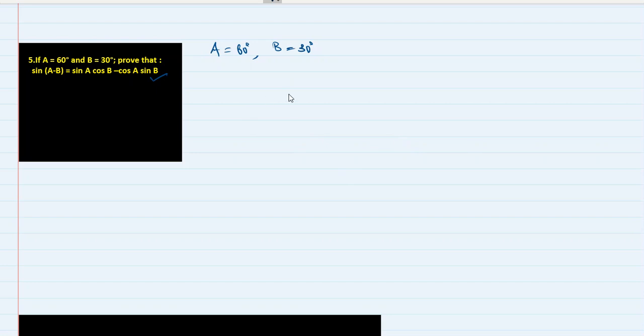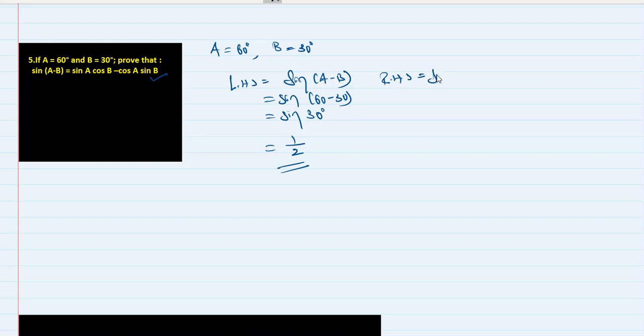So very interesting. So let's prove LHS first. LHS is sine of A minus B, that is sine of 60 minus 30, which is sine of 30 degree, which is 1 by 2. What is your RHS? RHS is sine A cos B minus cos A sine B.